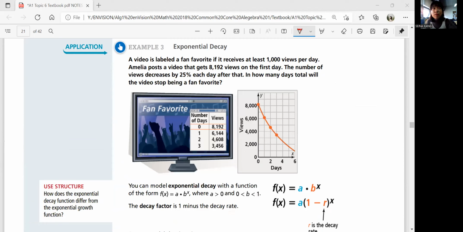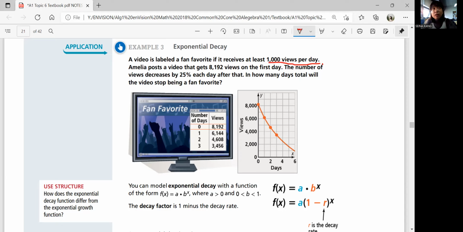A video is labeled a fan favorite if it receives at least 1,000 views per day. Amelia posts a video that gets 8,192 views on the first day. The number of views decreases by 25% each day after that. In how many days total will the video stop being a fan favorite? So the requirement is that it needs to receive at least 1,000 views per day. And so the question, in how many days total will the video stop being a fan favorite, which means when will it go down under 1,000 views, okay?